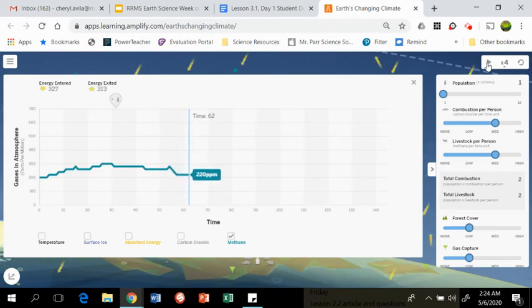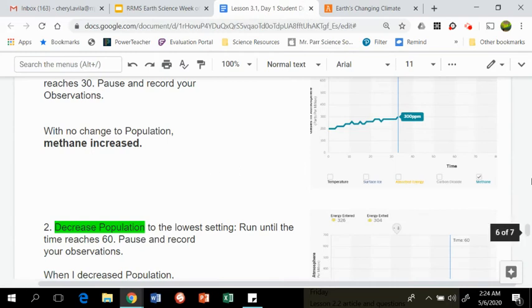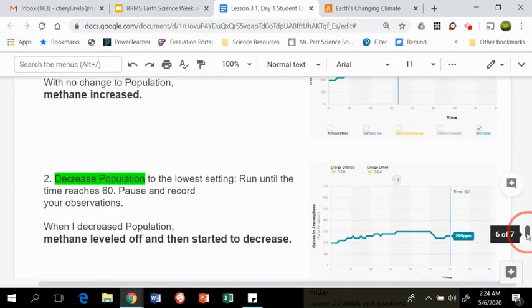Stop it at 60 seconds or just about. So again, we see these leveling out periods. Levels off, decreases a little, levels off. Actually have a little bit of an increase here, then a decrease and level off. So overall, it would level off and then decrease. Methane leveled off and then started to decrease.